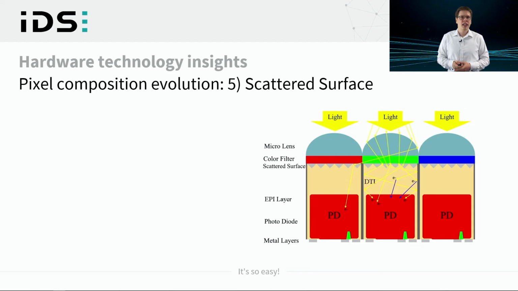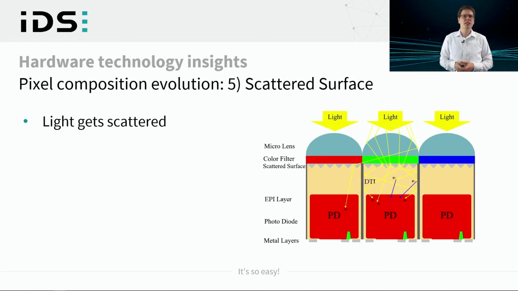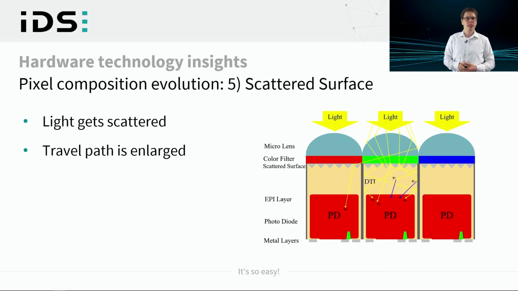The light gets scattered at the top. Thus, most photons are not going straight through the pixel. This enlarges the travel path by bouncing between the deep trench isolation walls till the photon may reach the end of the pixel at the bottom. This technique is adopted from solar cell technology. But what does an enlarged path within the pixel mean?